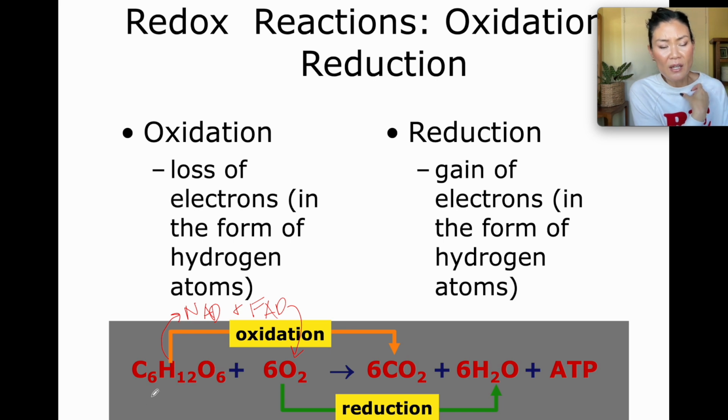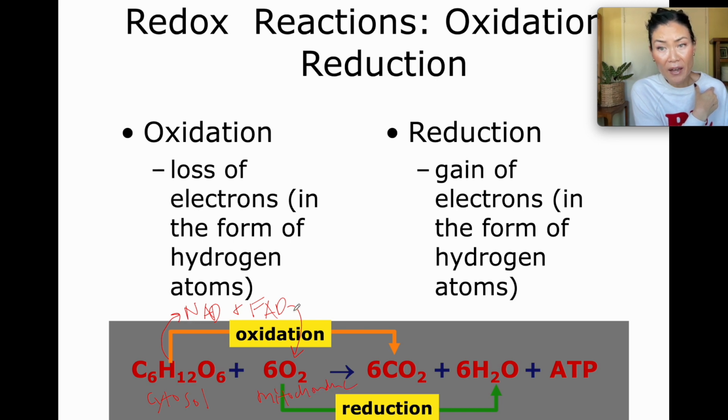into your cells, it's in the cytosol, okay? It's in the cytosol where it's going to be first broken down in glycolysis, and that O2 is going to actually go into the mitochondria. That O2 is going to be in the mitochondria, okay?